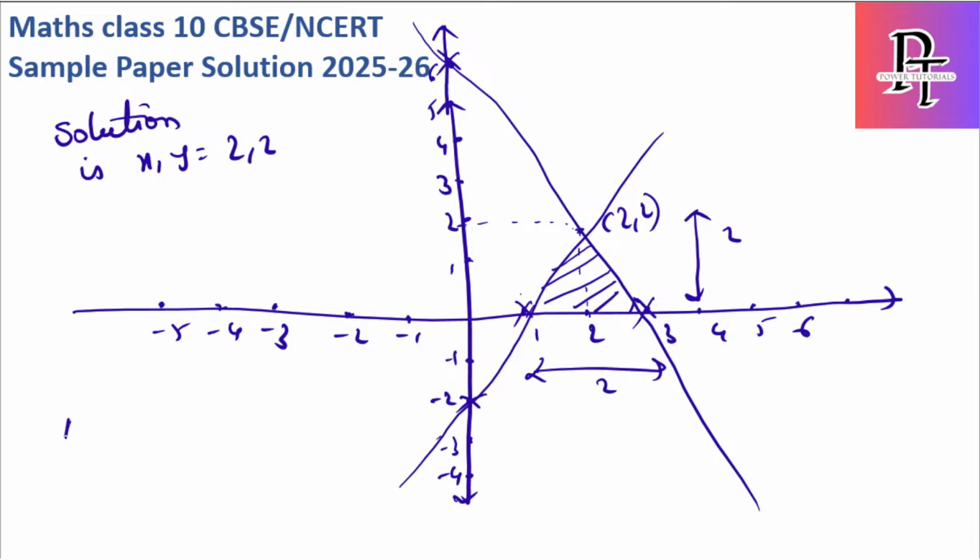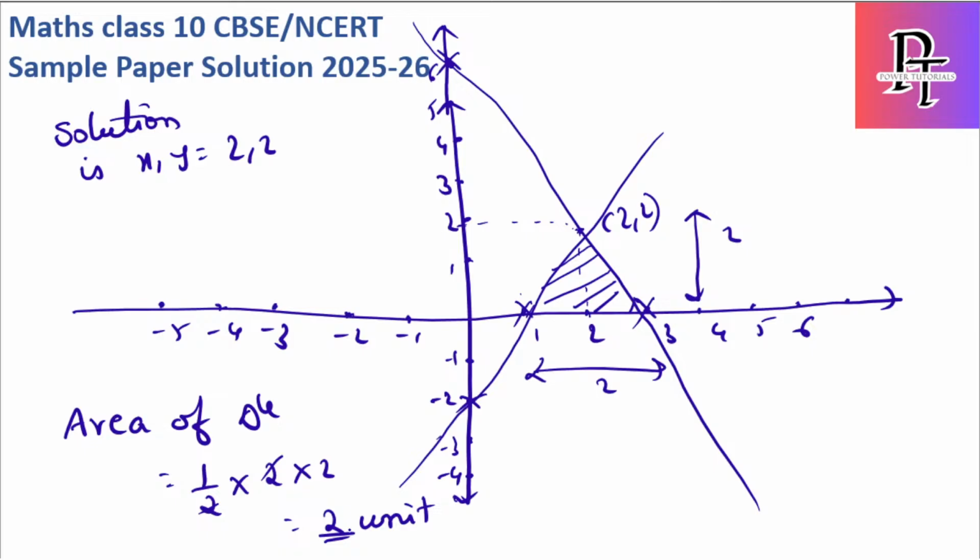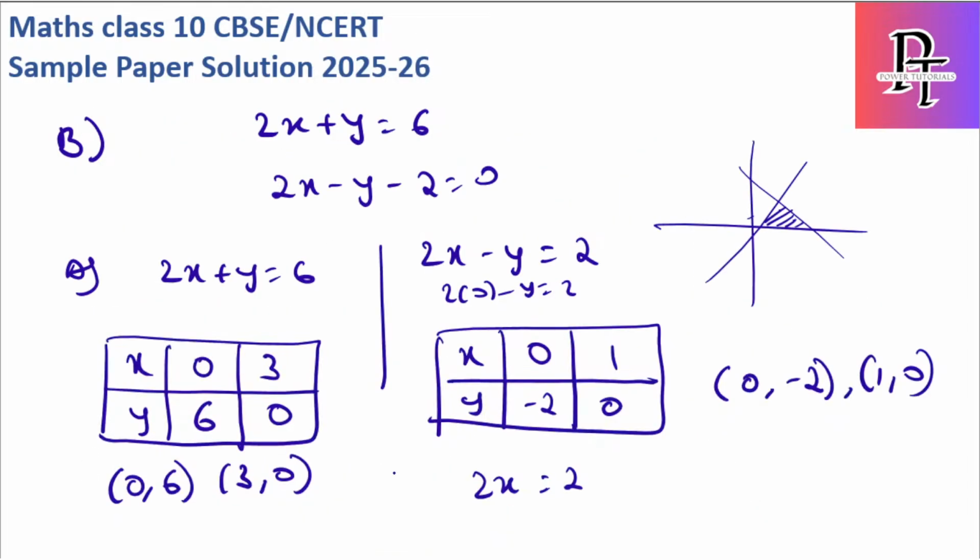So what is the area of a triangle? Half into base into height. So half into base is 2, height is also 2, the 2 gets cancelled. The answer is 2 units, and area is always in square units. So it is 2 square units. Okay, so this will carry 1 mark, this will carry 1 mark, and the points which you got will carry 1 mark.